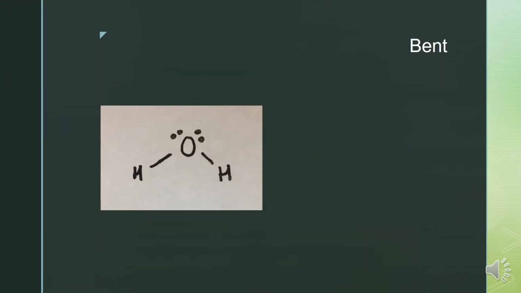The next shape is bent. It contains two bonding pairs and two lone pairs of electrons, and like pyramidal, is based on a tetrahedral shape. Due to the two lone pairs of electrons, the bond angle is roughly 105 degrees. Water is a well-known example of a bent shape molecule.